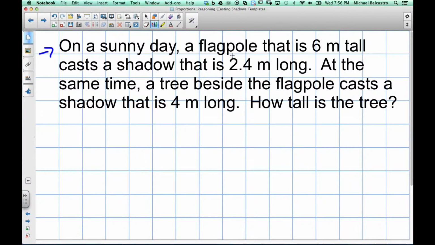On a sunny day, a flagpole that is 6 meters tall casts a shadow that is 2.4 meters long. At the same time, a tree beside the flagpole casts a shadow that is 4 meters long. How tall is this tree?